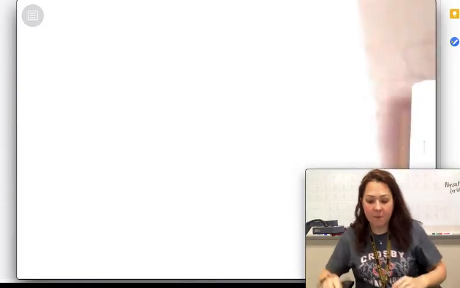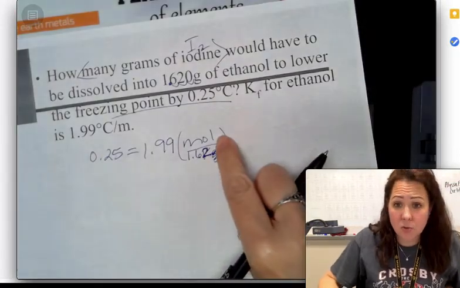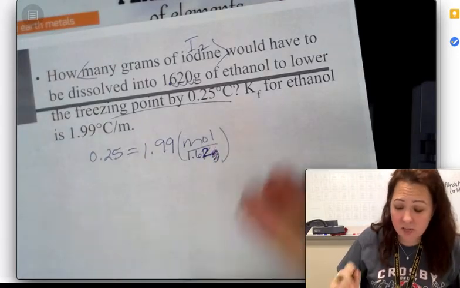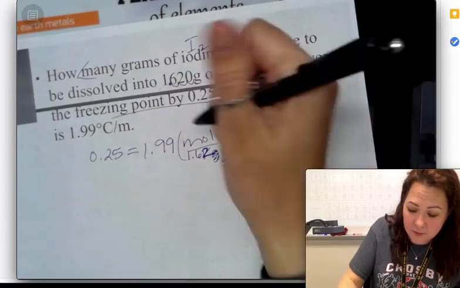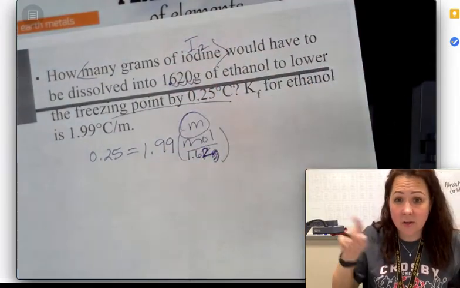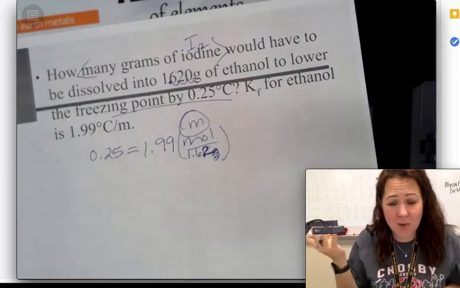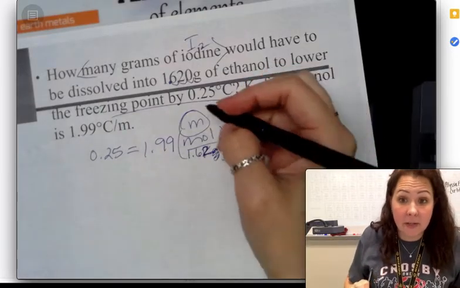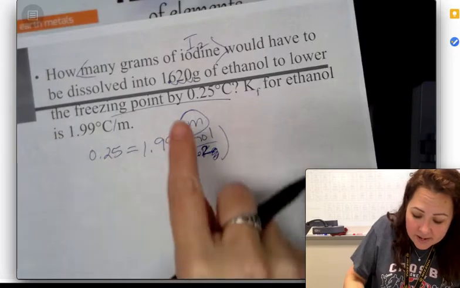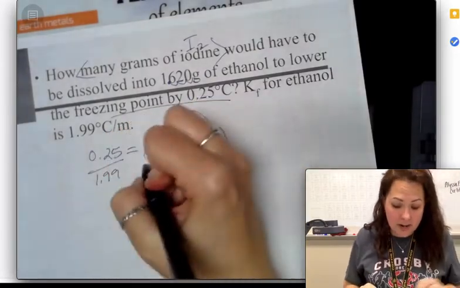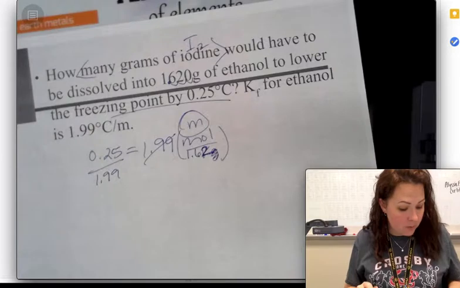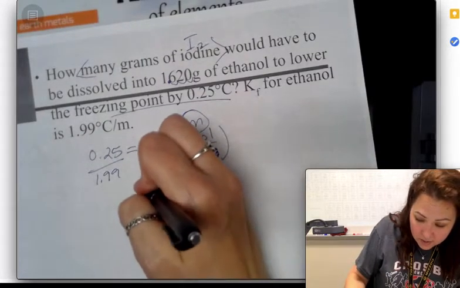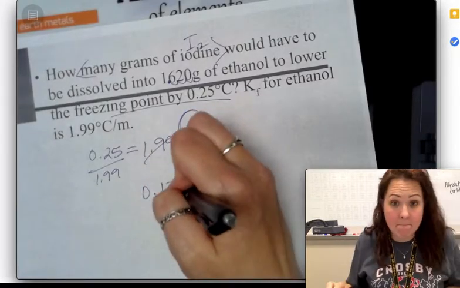I would have to solve for moles this way. Some people can do the algebra and solve for moles and then take your moles back to grams. Some people can't. So typically what I tell you is just solve for little m first and then set your little m equal to moles per kilogram. Whatever mathematically works for you, I'm going to solve for little m today. To get little m all by itself, I divide both sides by 1.99. So 0.25 divided by 1.99. That has two sig figs, so I get 0.13 little m.